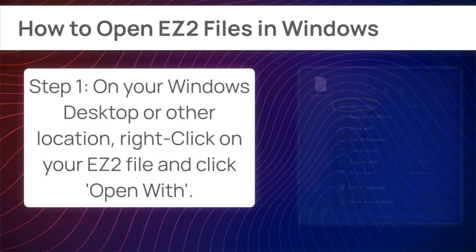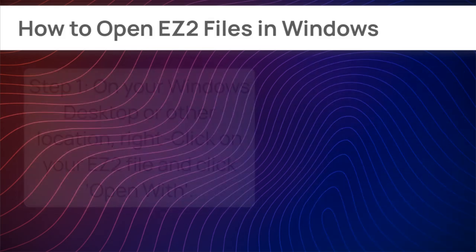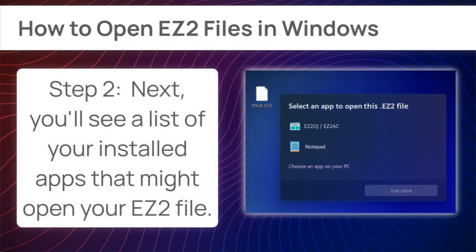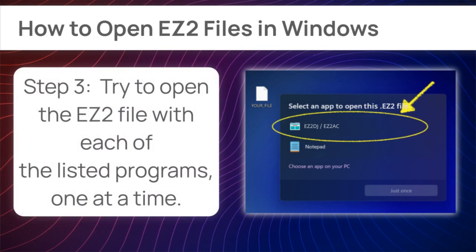Your first move is to test the obvious. Right-click your EZ2 file and choose Open With. Use EZ2DJ, EZ2AC if it is installed. If it's missing, select another program. We are performing a quick elimination test.